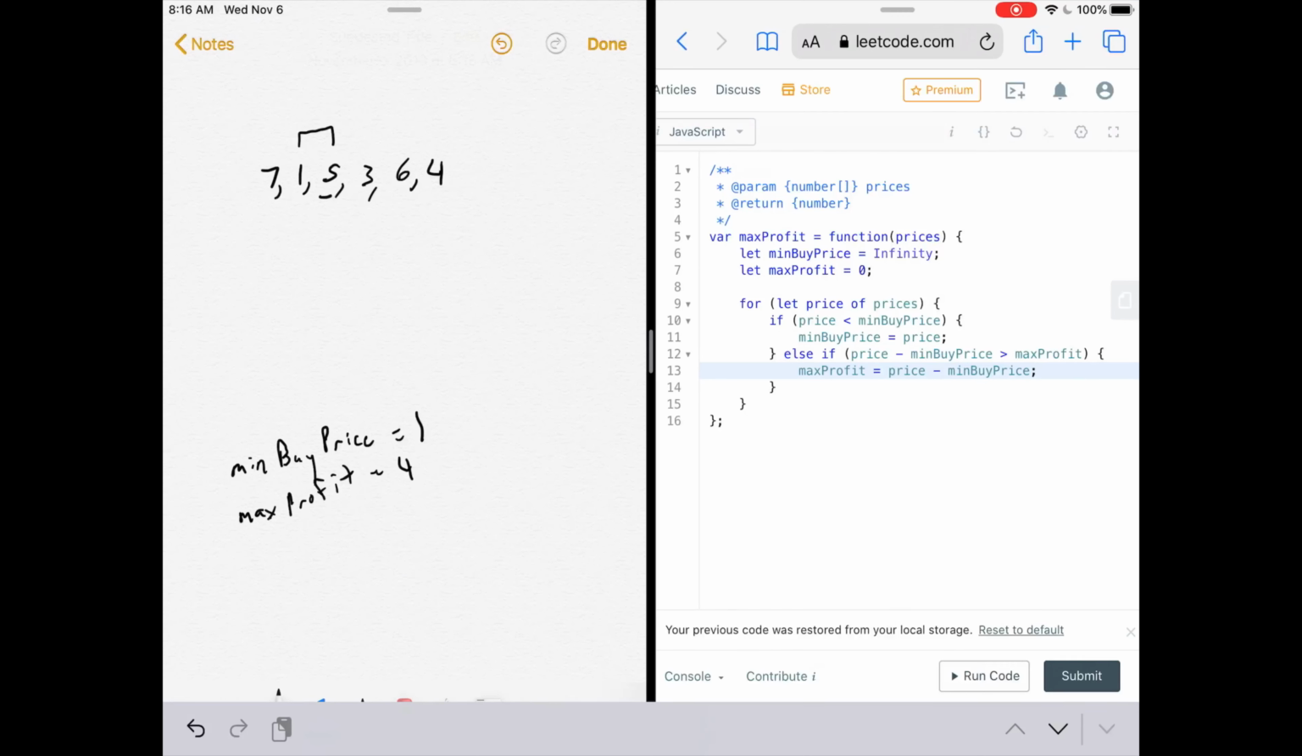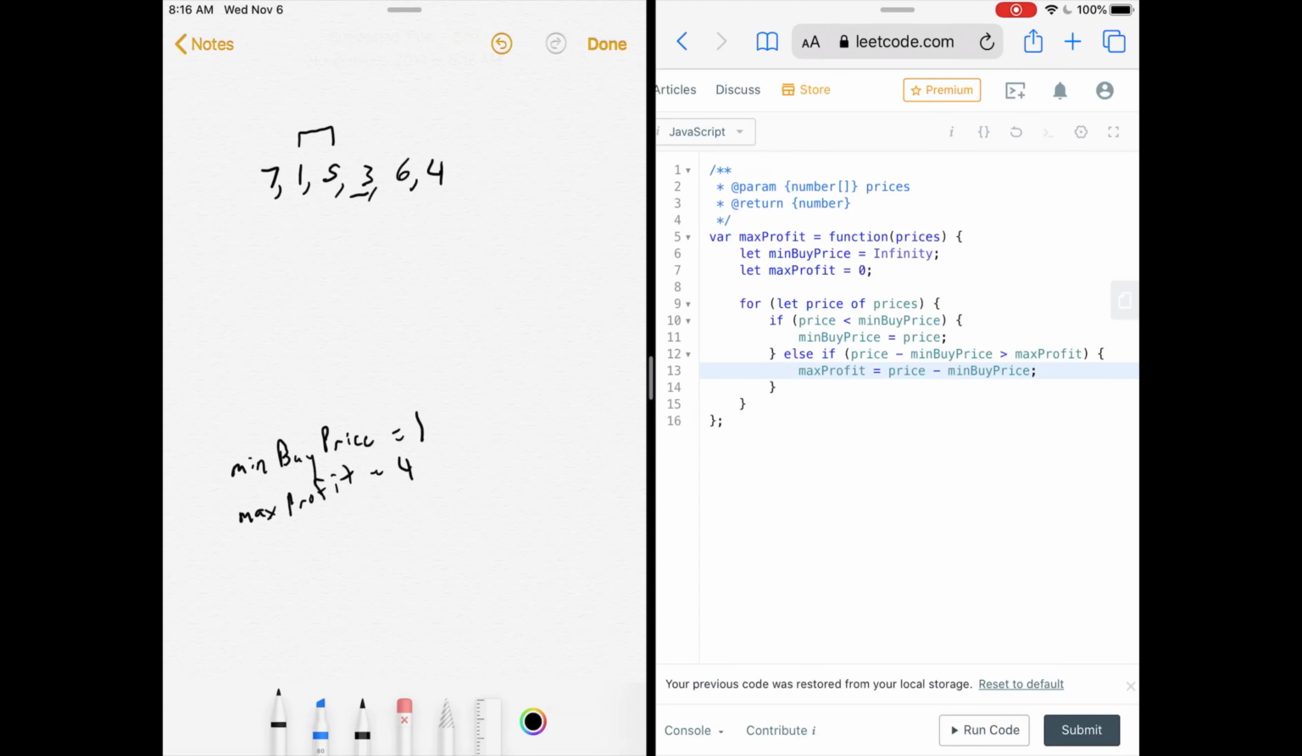Now we go to our next stock, $3. So we ask our first question, should we buy at this price instead? No, because why buy at $3 when we could buy at $1? All right, well, should we sell at this price? If we sold at this price, our profit would be $2. But if we sold it before, our max profit was $4. So no, we shouldn't sell at this price because we'd rather have our max profit be when we sold at $5.